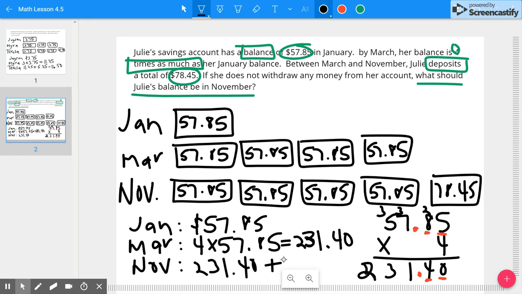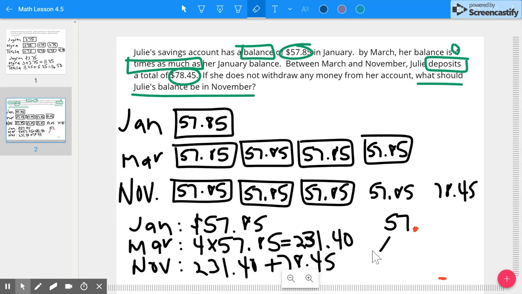And then for November, all I'm going to do is add $231.40 plus her $78.45. And that answer then would give me $309.85 when I add that together.